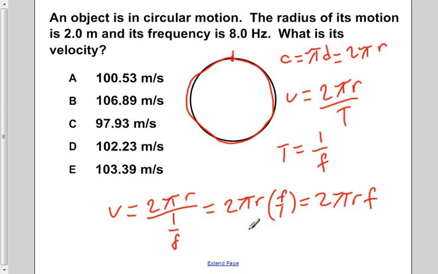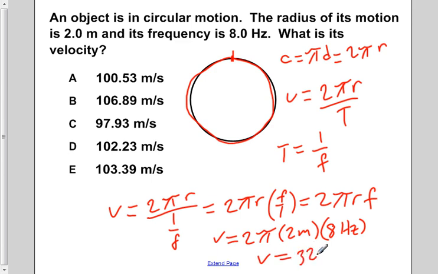Now we have an equation that we can use to solve for our velocity, because our initial values given are a radius of 2 meters and a frequency of 8 hertz. If we plug that into the equation, we have 2 pi times a radius of 2 meters times our frequency of 8 hertz, giving us a velocity of 32 pi meters per second. If you plug in the known value of pi, you're going to get an answer of roughly 100.53 meters per second, which corresponds to answer choice A.